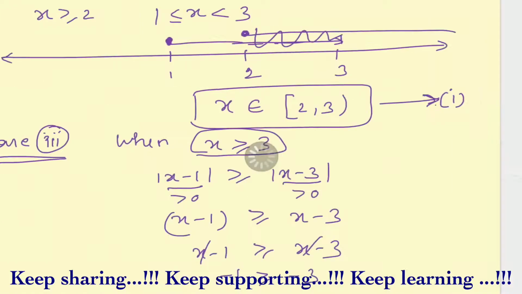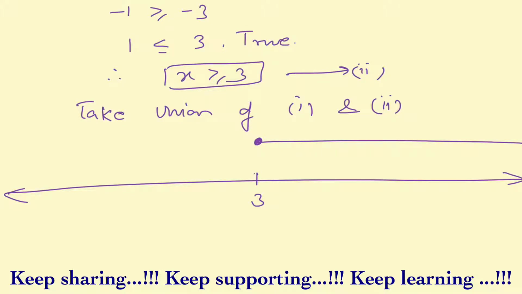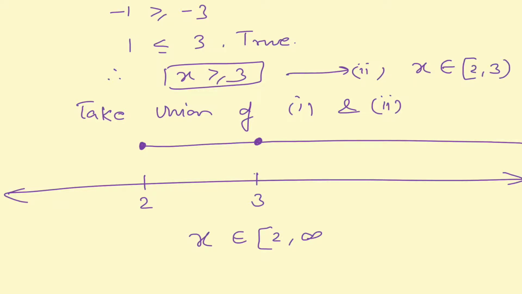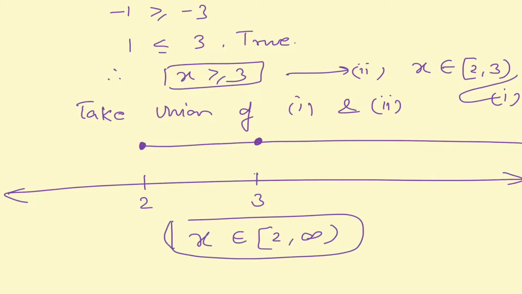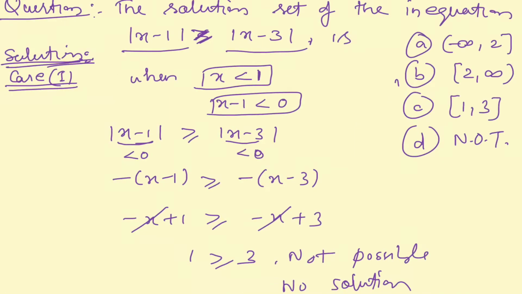The first is x belongs to greater than or equal to 2 and less than 3, that is 2 to 3, and this is your first equation. If you take the union, it will become something like this, 2 to infinity. It's the combination of both. So the answer is x belongs to the closed interval 2 to infinity. You will see in the options, this will be the answer.